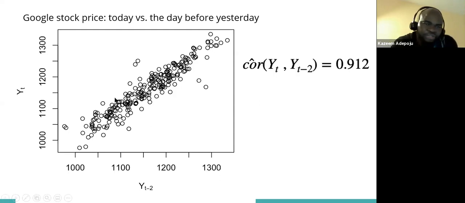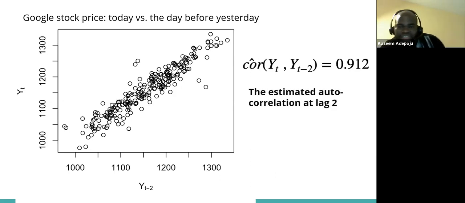Okay, and we're actually using the Google stock price. And you know what? The correlation that we got is 0.912, and this is suggesting a very strong positive correlation between what happened today in the Google stock price and the Google stock price of the day before. We realize that there's a strong connection in the price between what happened today and the day before.